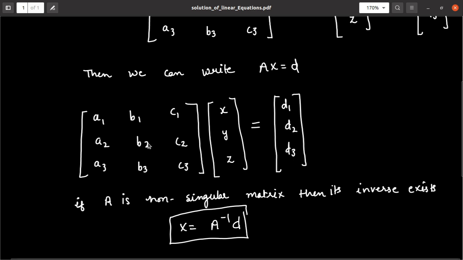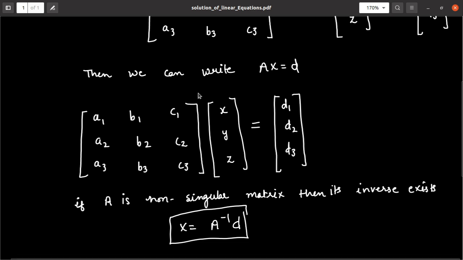Now if the A matrix, which is the coefficient matrix, is non-singular, that means the determinant of this matrix is non-zero, then we can find the inverse of this matrix. And if we can find the inverse, then we can find the solution of these equations and the values of the variables x, y and z. So X can be written as, this X is a column vector, so I'm writing it as capital X so that we can distinguish it from small letter x, small letter y and small letter z, which are our variables. So I have written capital X equals A inverse d.